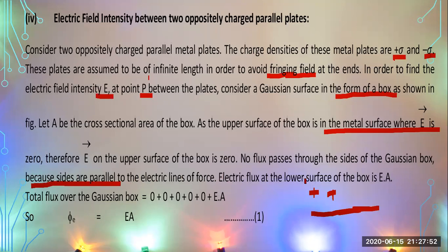Electric flux at the lower surface of the box is 2EA. Why is it 2EA, and why is it zero on the other sides? Here it is calculated by using the basic concept of electric flux through a surface and the angle between E and A.